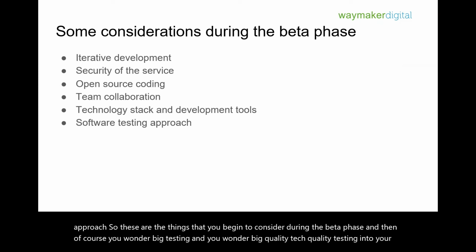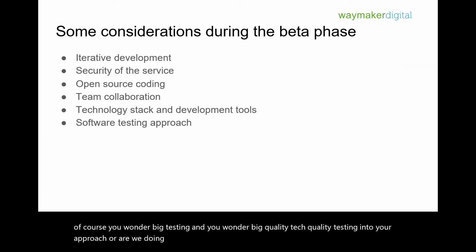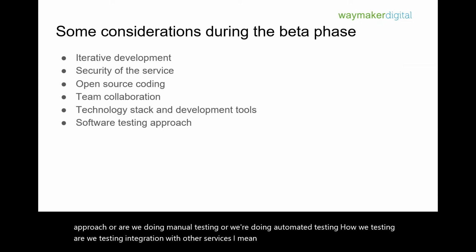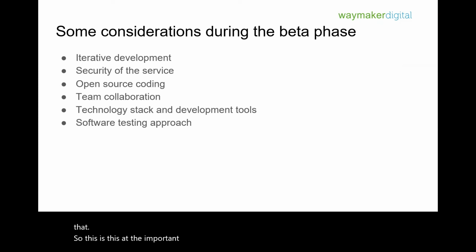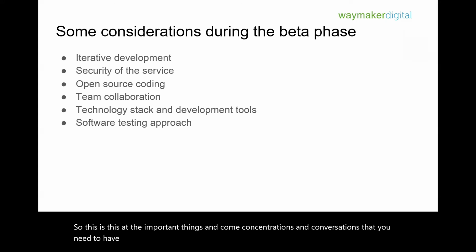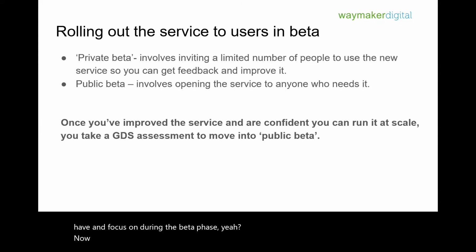So are we doing manual testing? Are we doing automated testing? How are we testing? Are we testing integration with other services? API testing and a few other things like that. So these are the important things and considerations and conversations that you need to have and focus on during the beta phase.